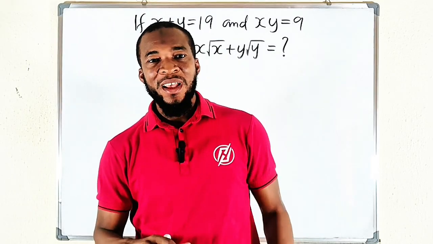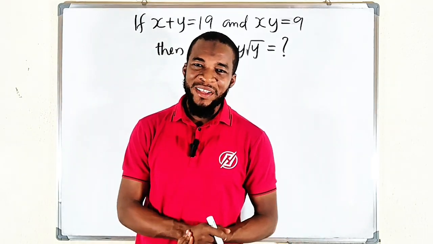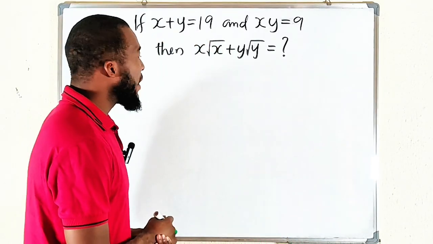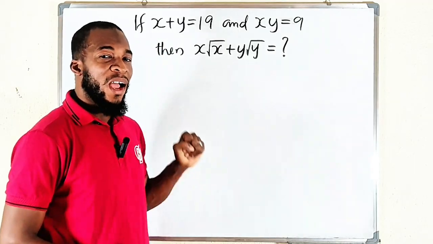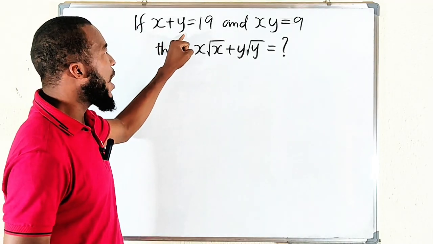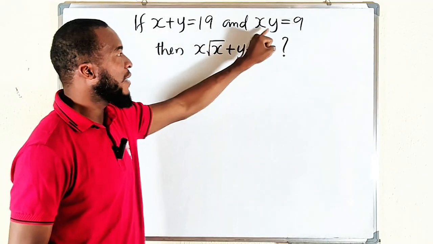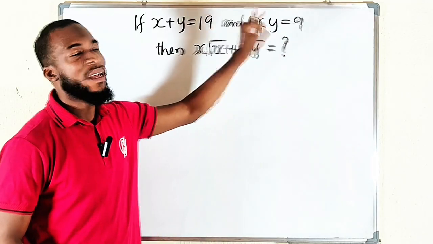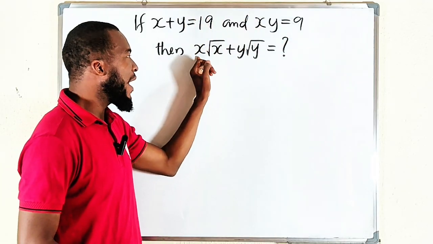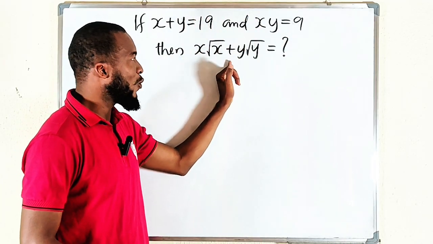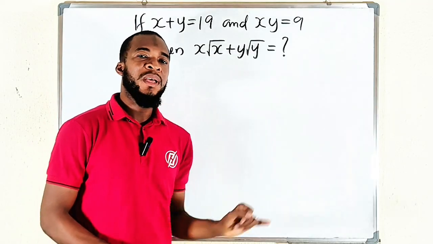Hello everyone, in this tutorial we are going to provide a solution to this interesting Olympiad Mathematics question, and the question reads: if x plus y is equal to 19 and x times y is equal to 9, then what is the actual value of x times the square root of x plus y times the square root of y?